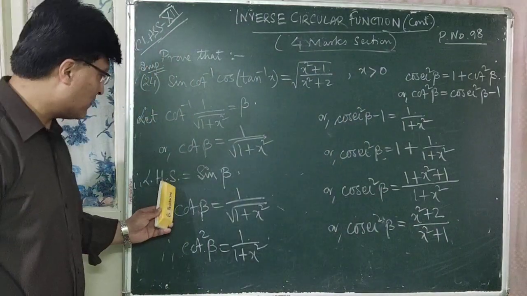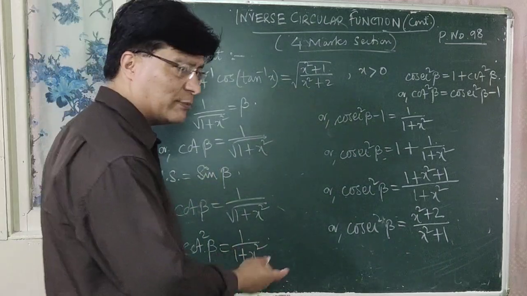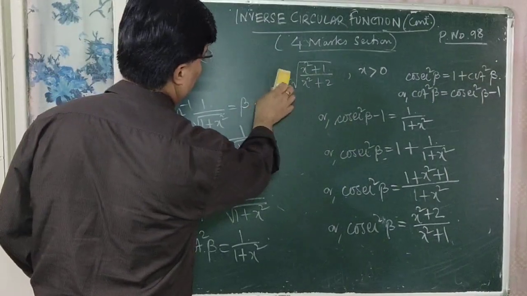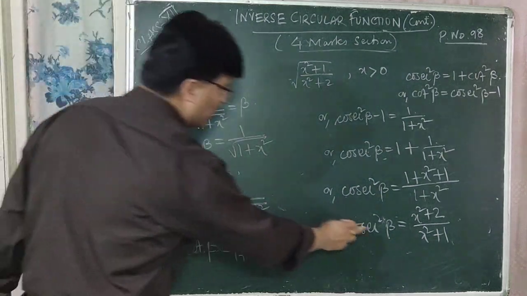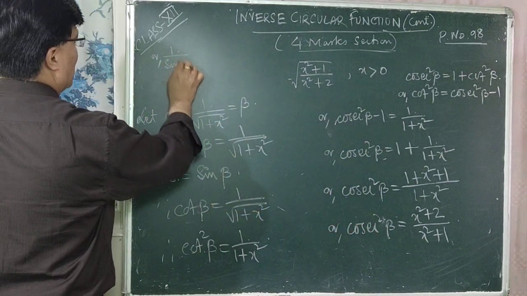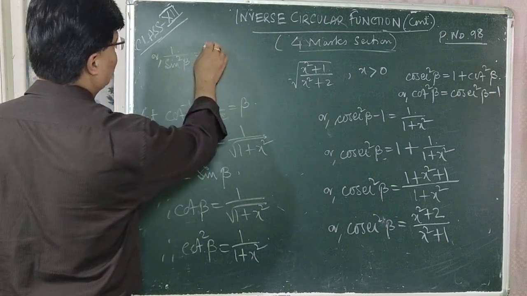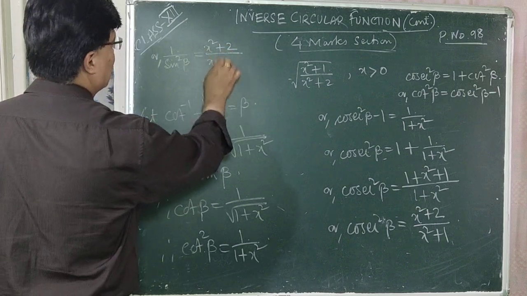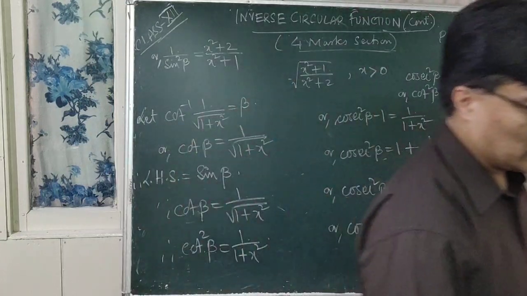But you have to get the value for the left hand side, which is sin beta. You have to get the value for sin beta. Let us convert into sin beta form. You have to prove this result. Okay. Now next step from here. What is cosec square beta? 1 by sin square beta is equal to x square plus 2 divided by x square plus 1. Is that clear now?